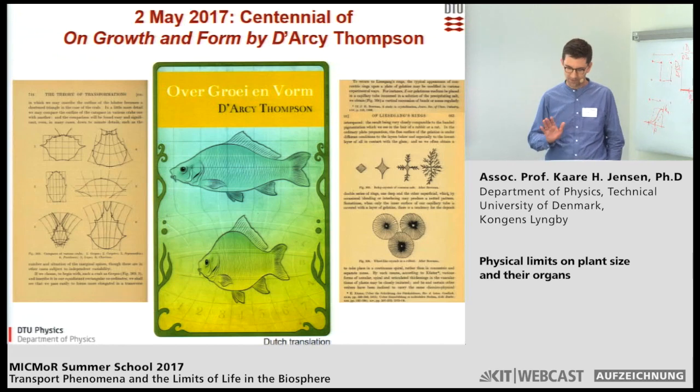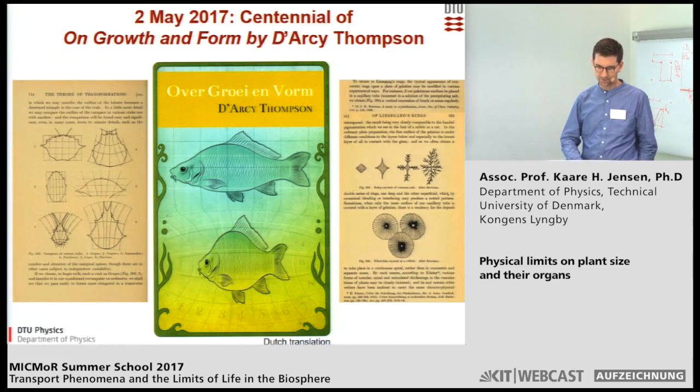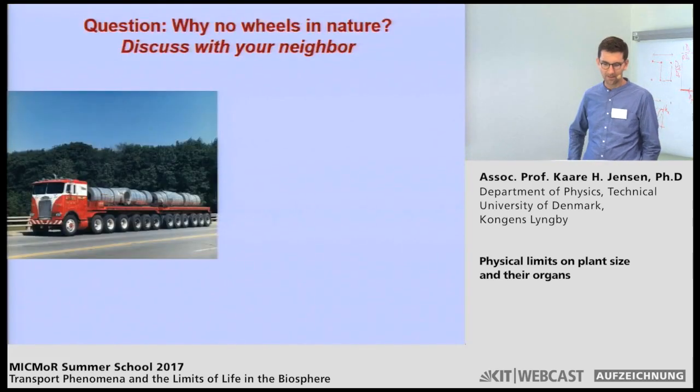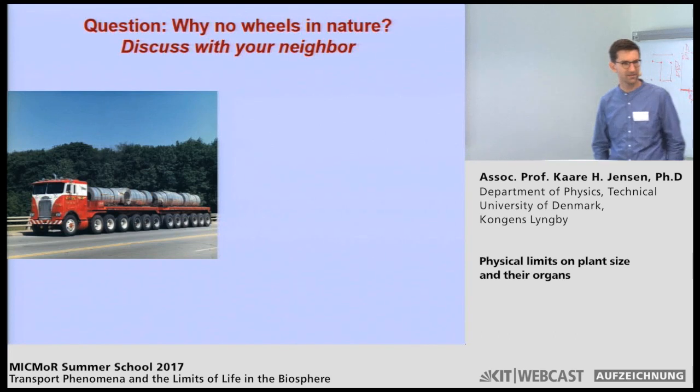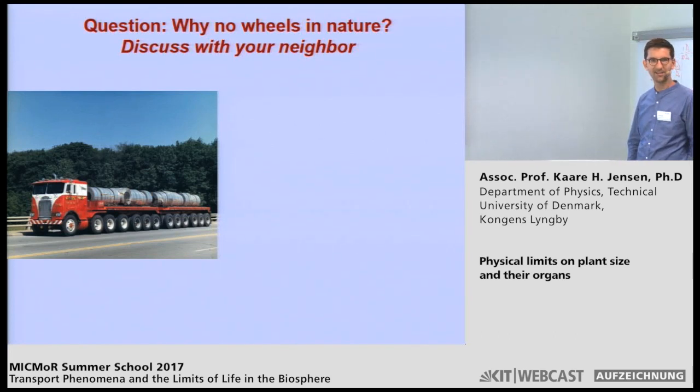So like the previous lecture, I would like to start with a question. It's a very simple question. Why are there no wheels in nature? Okay, we have lots of wheels in technology. It seems like an obvious thing. Why don't they exist in nature? So maybe you can discuss a little bit.